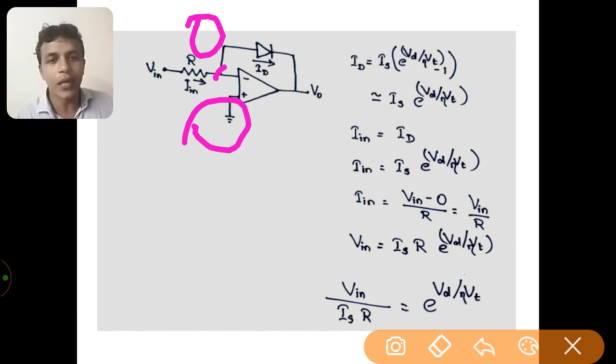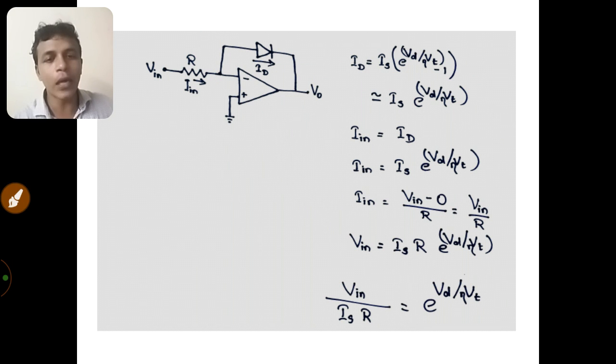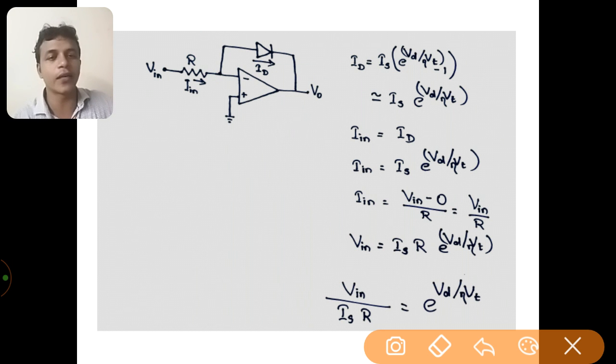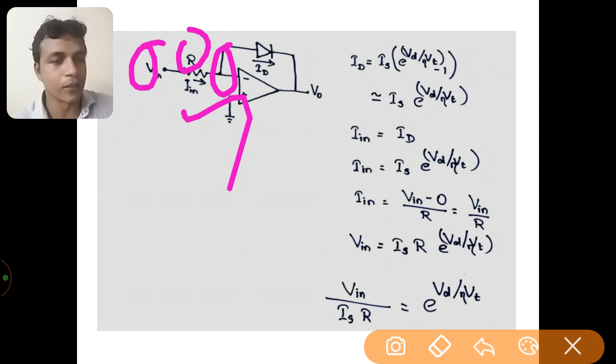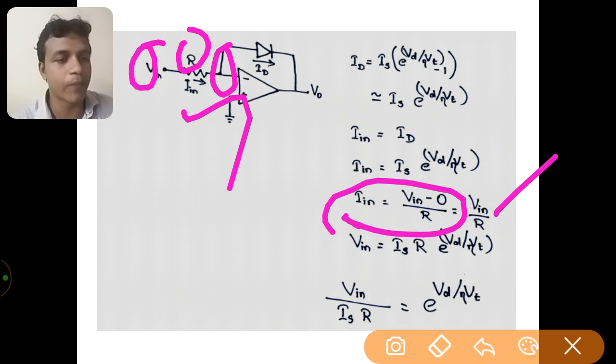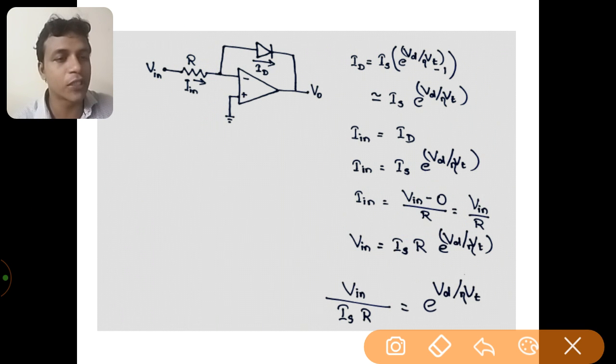Regarding the concept of virtual ground, I have explained a lot while discussing the inverting amplifier and non-inverting amplifier. You can refer to those videos for more understanding of this concept. Now when we apply Kirchhoff's current law here, we derive I in as V in minus 0 divided by R, that is equal to I in. So I in equals V in minus 0 divided by R, that is V in by R. So already we have an equation for I in.